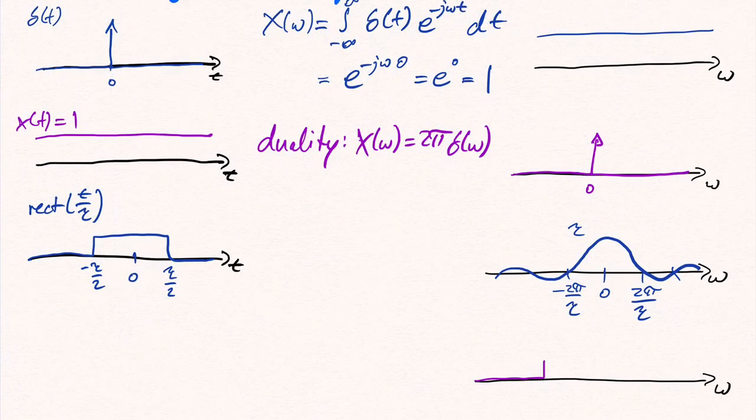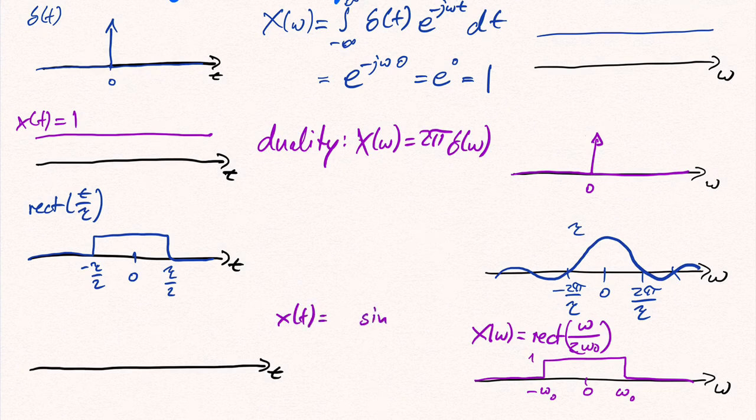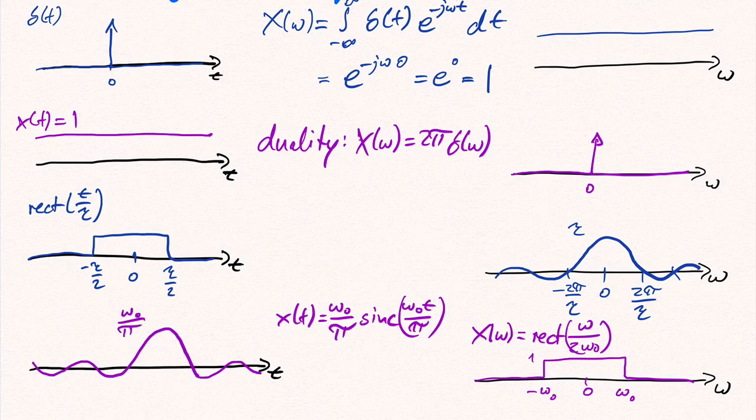If we have a rectangular function in the frequency domain centered around frequency equals 0, which is 1 for all values of omega between minus omega 0 and plus omega 0, such that X of omega is equal to the rectangle function of omega with width 2 omega 0, then we know that in the time domain x of t has to be a sinc function of the argument omega 0 t divided by pi, scaled with omega 0 divided by pi, which is a sinc with height omega 0 divided by pi for t equals 0, and 0 crossings at multiples of pi divided by omega 0.